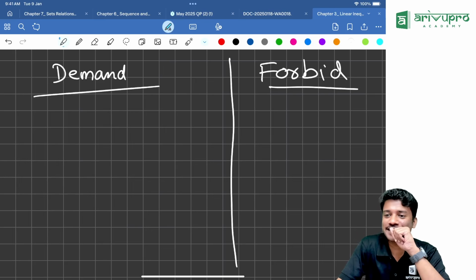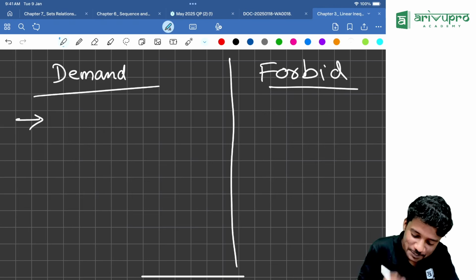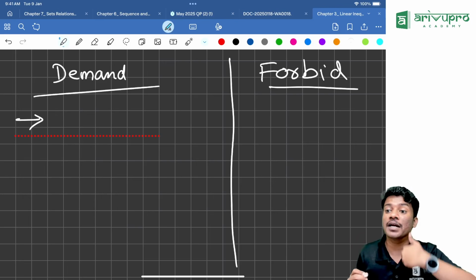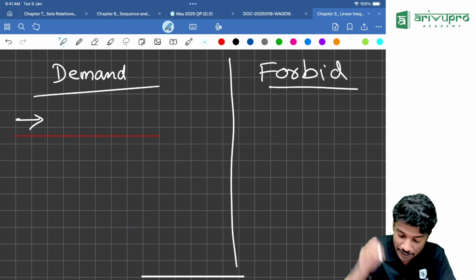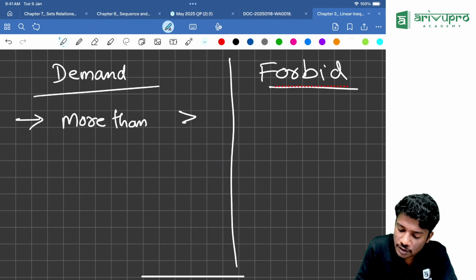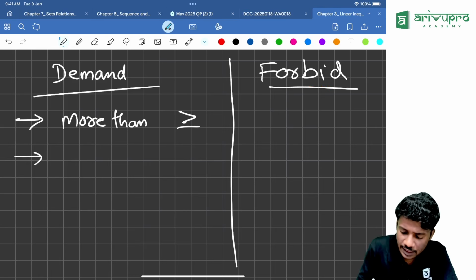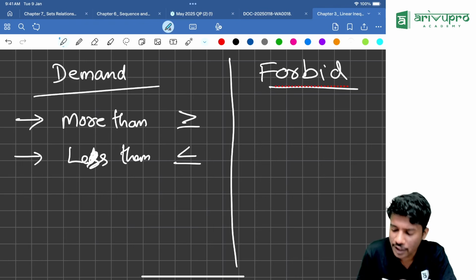Yes, demand. Demand means when a company or the people are demanding something, for example, when it is under demand, if they are telling more than, which sign will we take? Greater than or equal to. When they are under demand and they are telling less than, we will take it as what? Less than or equal to.